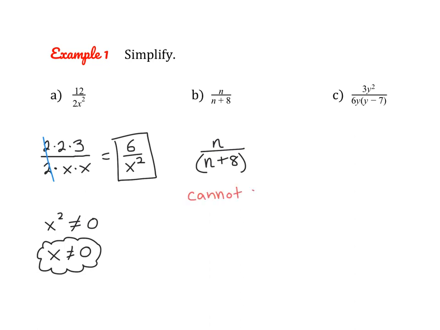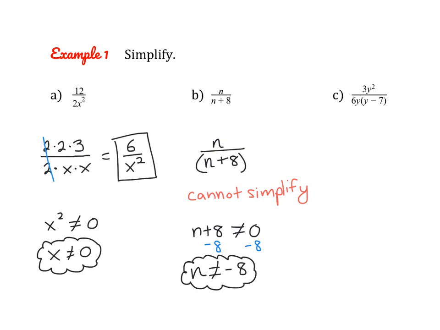So again, if there's a plus or minus sign, we have to group the numbers together. Factors are when you have only multiplication. So we cannot simplify, but then remember we still need to list our restrictions. We know that whatever is in our denominator, n plus 8, cannot equal 0. And then we solve. So we subtract 8 on both sides, and we know that n cannot equal negative 8. This is our only restriction. So negative 8 is the only number that is not allowed. Everything else is fine.